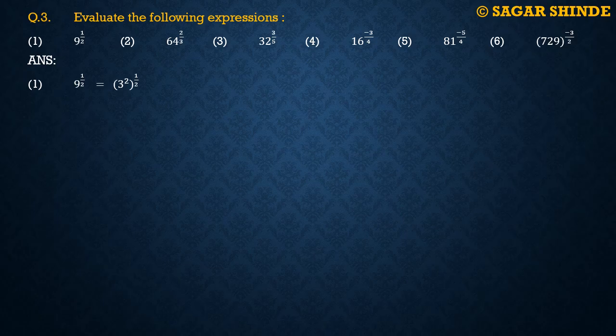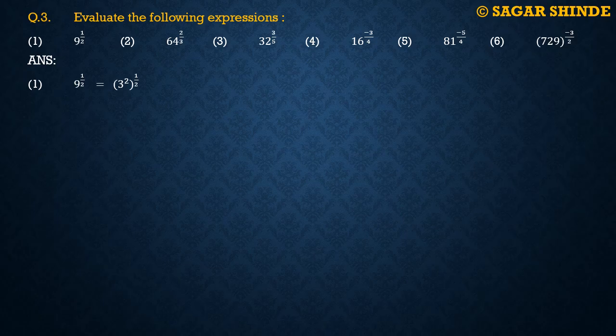So here we know that 9 can be written as 3 square. So see, here we have equated the powers. The power of 3 is also 2, and the denominator, whatever is there in the original power, is also 2. So in that way we have to equate. So what we have to do, we have to equate the power of the base and the denominator of the original power. Getting it? So in this way we can write this as 3 square raised to 1 upon 2.